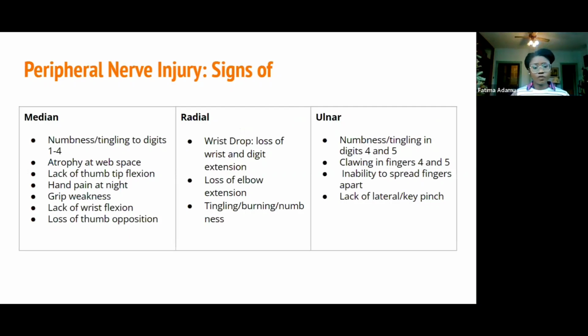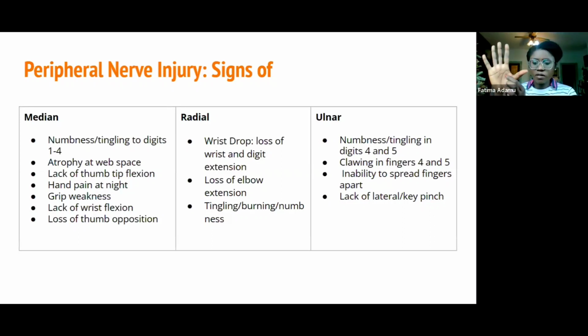Signs of peripheral nerve injury for the 3 main nerves that I'm focusing on today. For the median nerve, numbness and tingling in digits 1 through 4, so 1, 2, 3, and then half of 4. Remember, ulnar nerve is half of this, and that one. So if a patient is saying they have tingling, my first question is, which fingers?